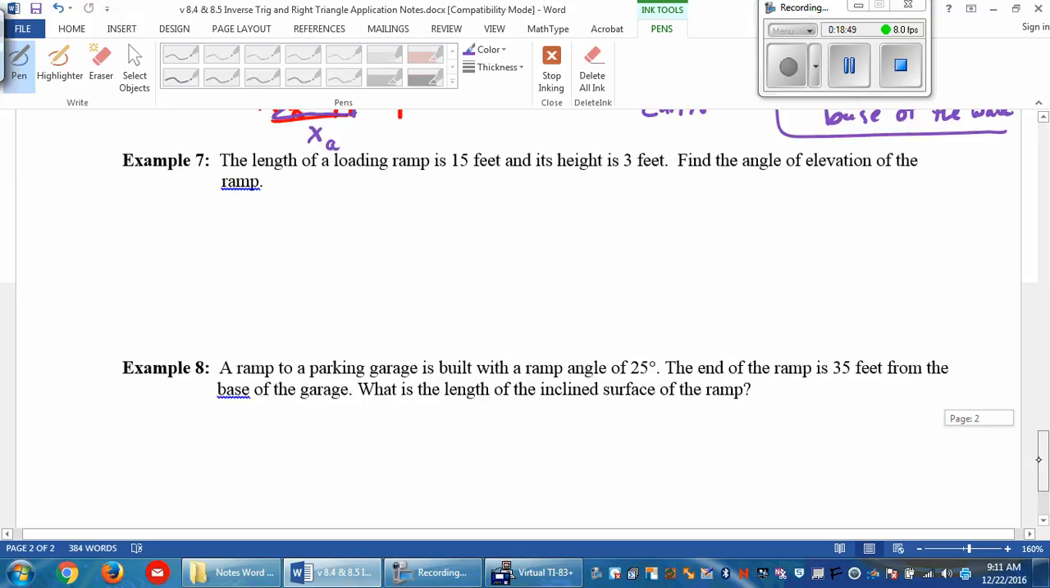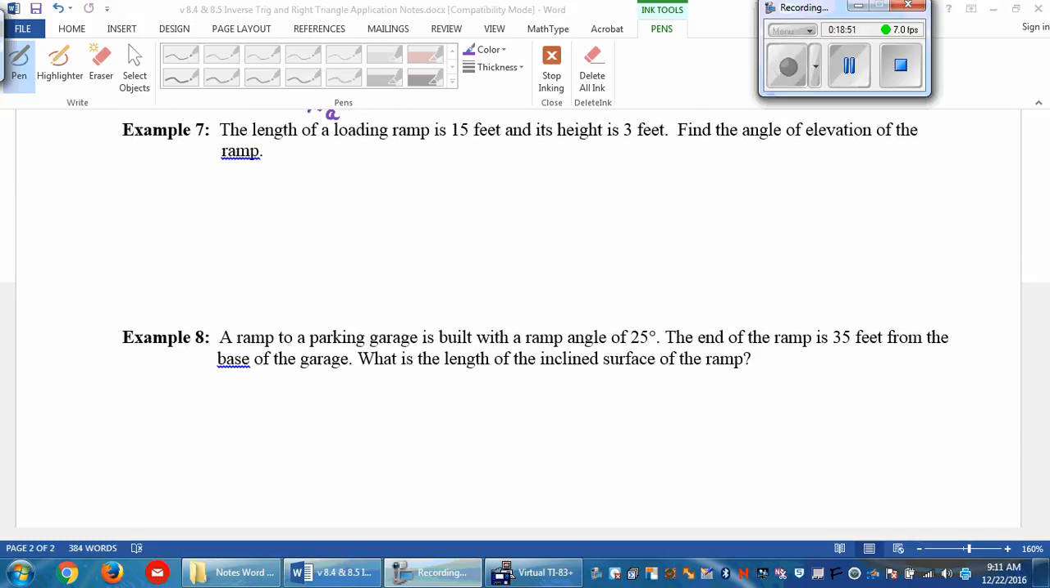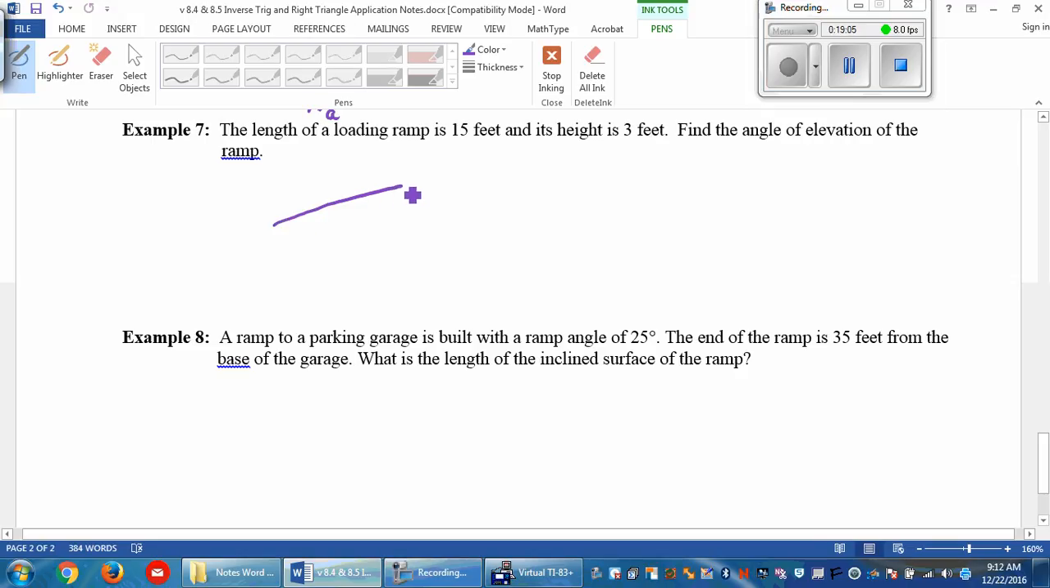All right, wrapping up, 2 left. So this one, the length of a loading ramp is 15 feet and its height is 3 feet. So we have a ramp. The length of it is 15 feet. The height of it is 3 feet. Find the angle of elevation. So what are we looking for? This guy right here. We'll call it x.